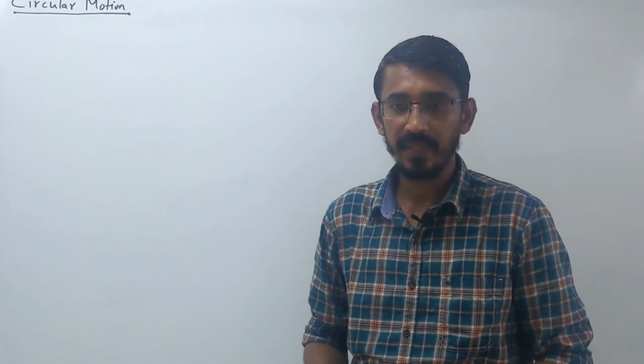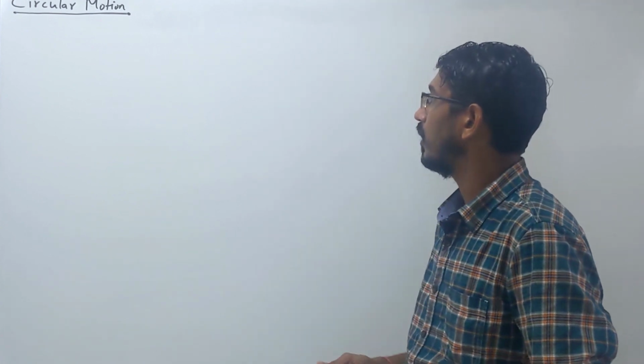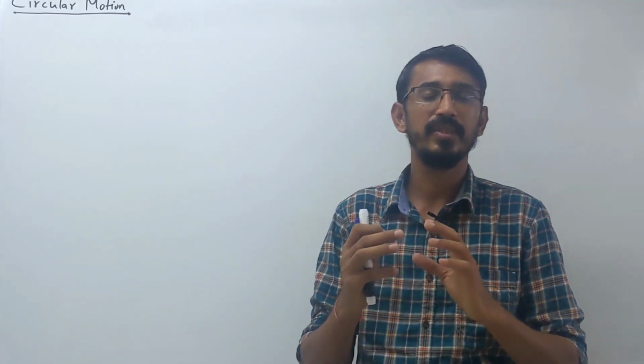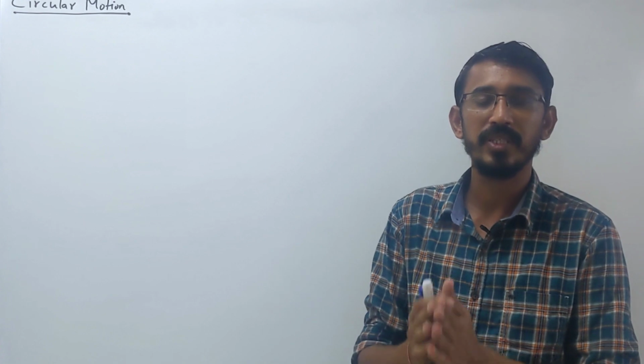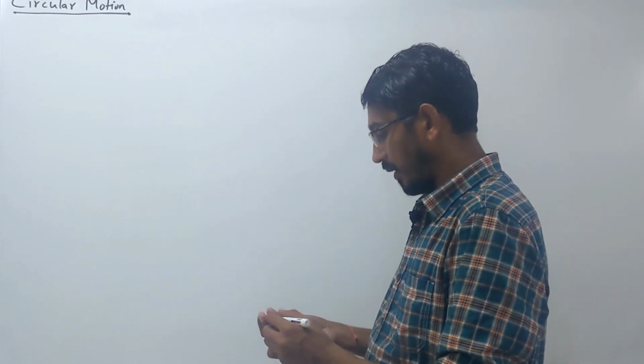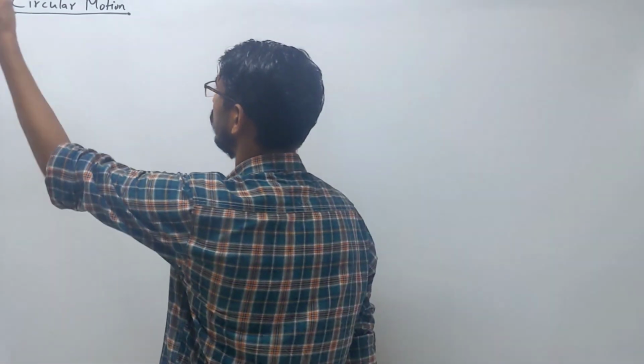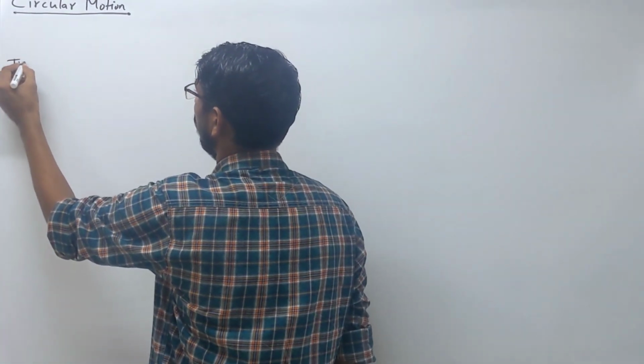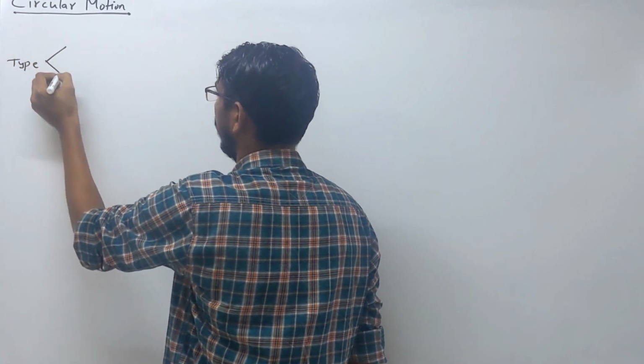These things we have done, and basics like how you write this motion in terms of angular displacement, angular velocity, acceleration, all these things we have done. So today we are continuing this topic and learning the types of circular motion. Again we can say two types, based on how the objects are rotating.